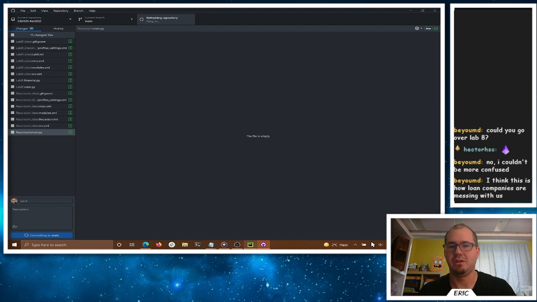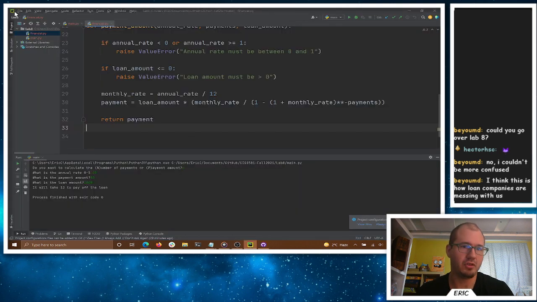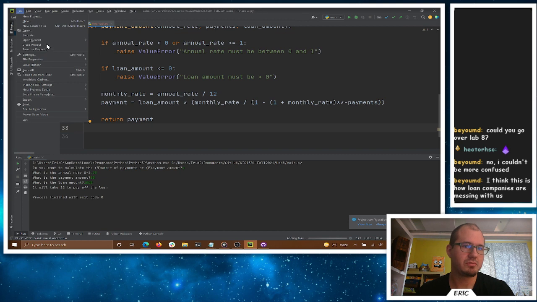Uh-oh, I'm lagging. Oh dear. I'm asking my computer to do too many things. I'm sorry. Come on, GitHub. All right, commit and push. Got it. All right, let's go back to the Recursion project now.